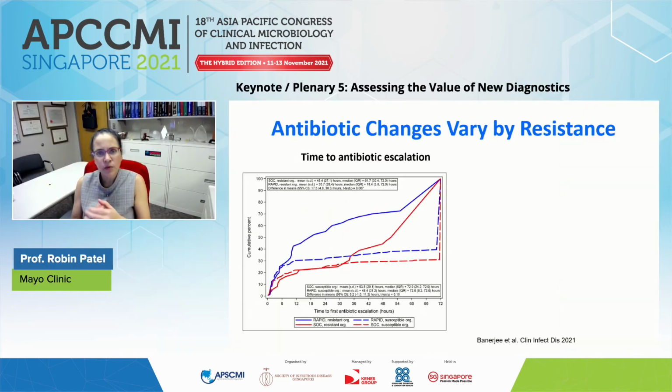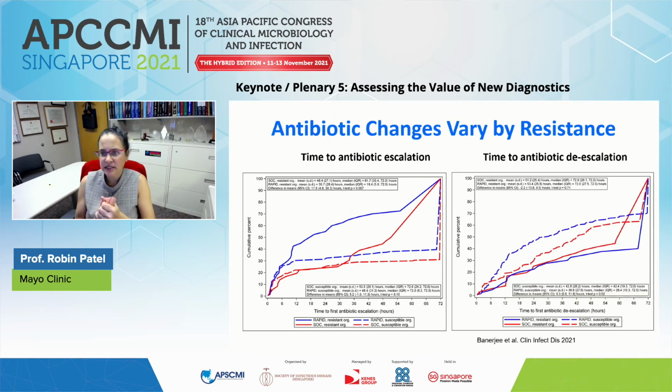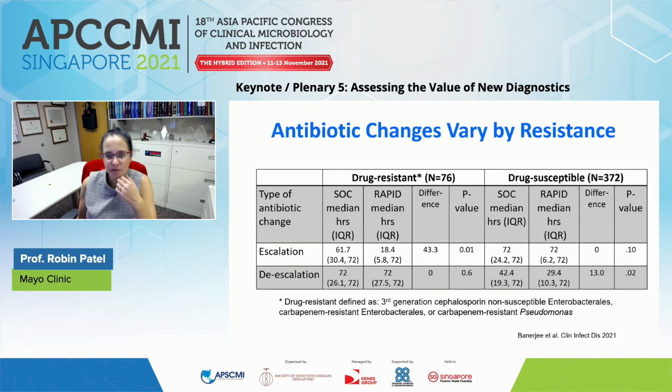And then when we look at antibiotic escalation, we tiered that out by whether they had a resistant organism or a susceptible organism. And not surprisingly, time to antibiotic escalation was faster in those with resistant organisms, and conversely, time to antibiotic de-escalation was faster in those with susceptible organisms. That just makes sense. Those are the interventions that you're going to do. So the rapid test helps in different ways, obviously, if you have resistant versus susceptible organisms.